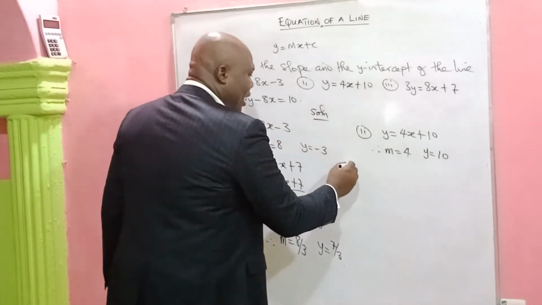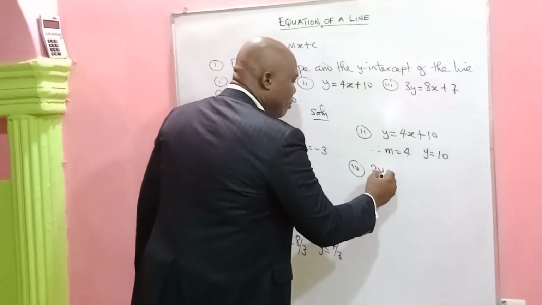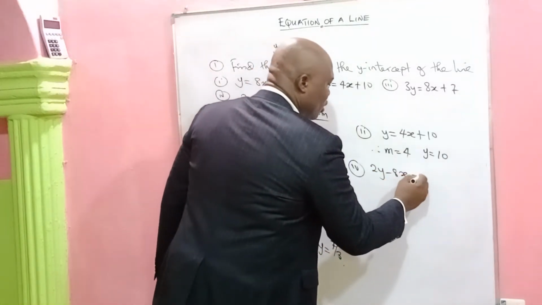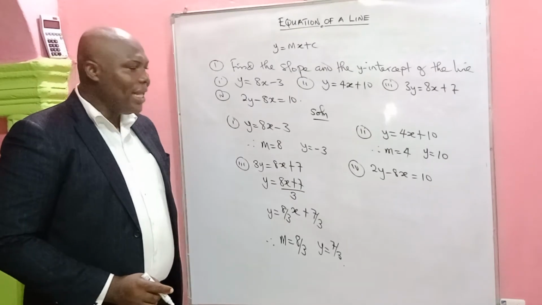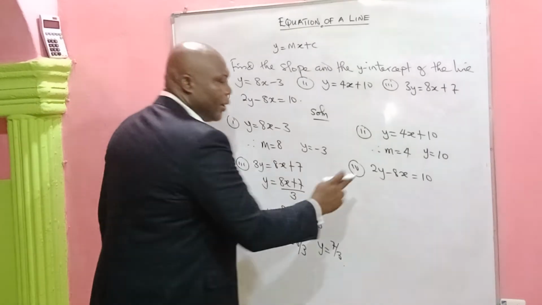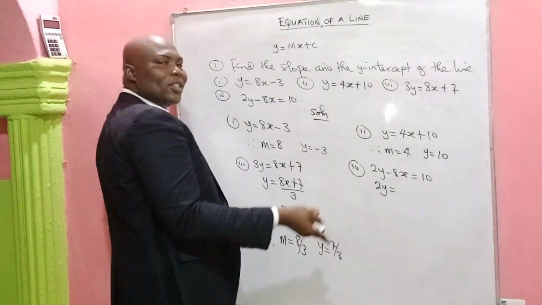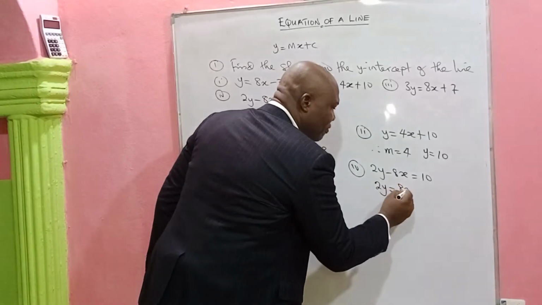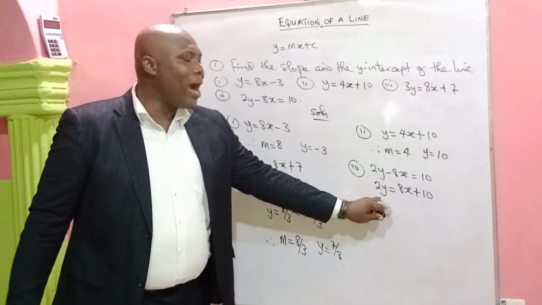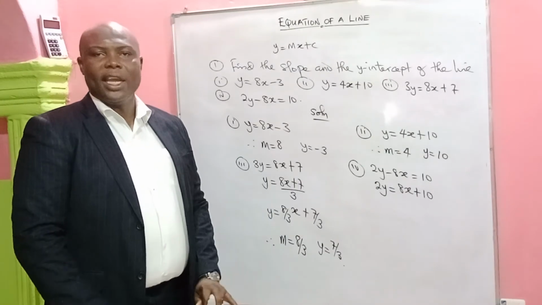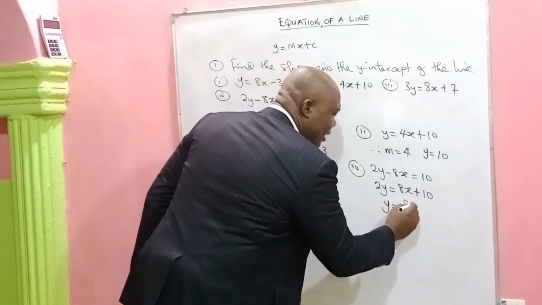In the same manner, we can also do the fourth one. In the fourth one, they gave us 2y minus 8x equal to 10. And of course, for us to know the slope and the y-intercept, we have to make y the subject of formula. It therefore means that 2y will be equal to minus 8x crossing over to become a positive 8x, and we have 10 the other way, because we just want to make y the subject of formula to define the equation of that line. So at this point, y will be equal to 8x plus 10.